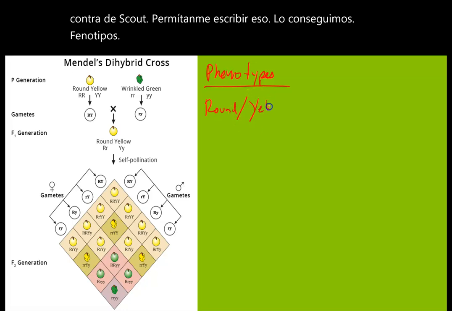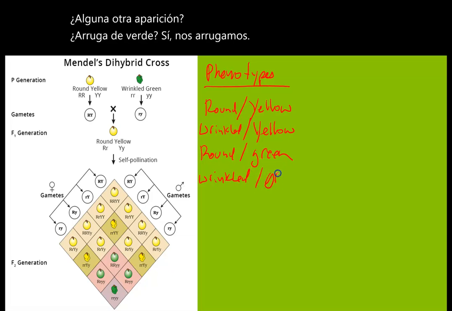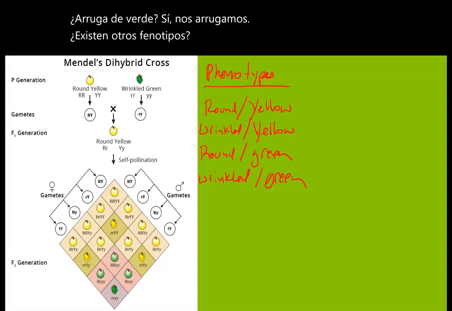Round, yellow, wrinkled, yellow. We got round, green. Any other appearances? Wrinkled, green. Yeah, we got wrinkled. Are there any other phenotypes? That's it.